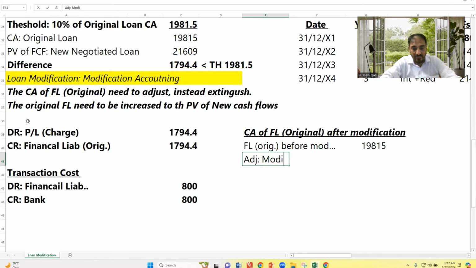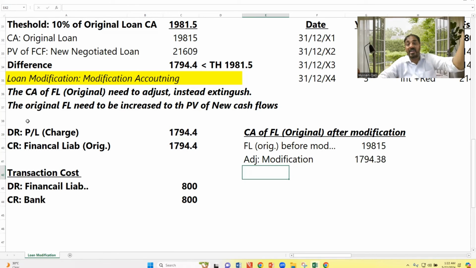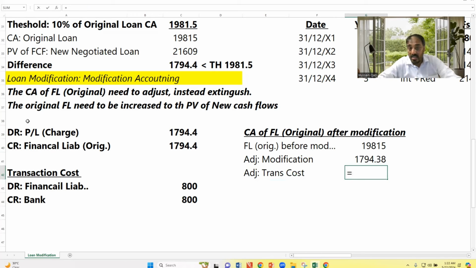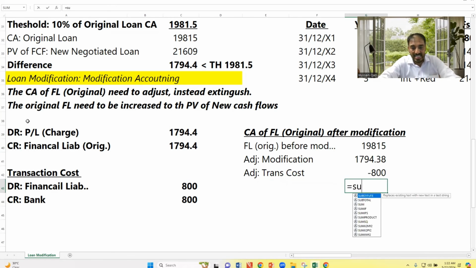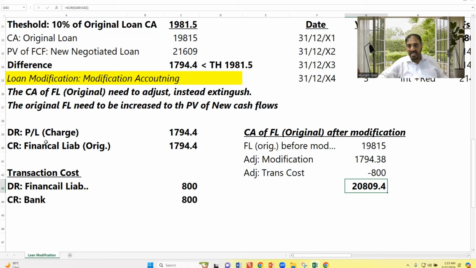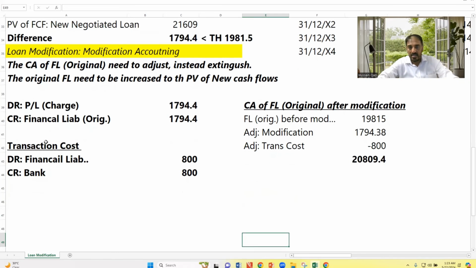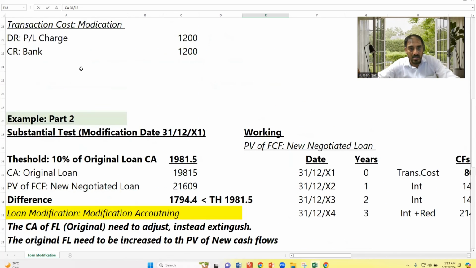Adjustment related to modification: here with modification, the liability becomes increased, and the adjustment about transaction cost is minus 800. So the sum becomes 20809.4. Of course, this 20809 is the carrying amount at 31st December X1.